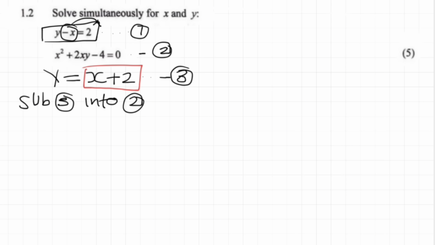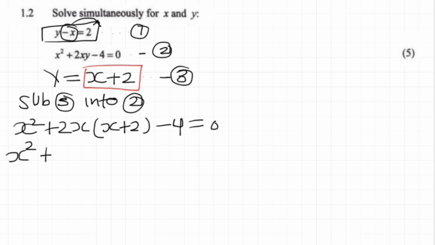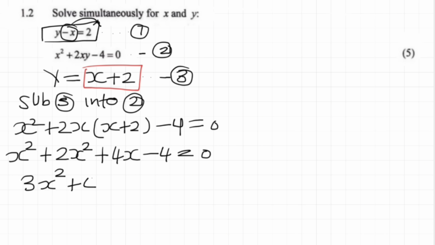Simultaneous equations can be a little bit tricky. So where's my equation 2? My equation 2 says that x squared plus 2x. So whenever there is y, I'm going to substitute x plus 2, minus 4, which is equal to 0. So here I have x squared plus, 2x multiplied by x is going to give me 2x squared, and then 2x multiplied by 2 is going to give me 4x, minus 4, which is equal to 0. So this is going to give me 3x squared plus 4x minus 4, which is equal to 0.